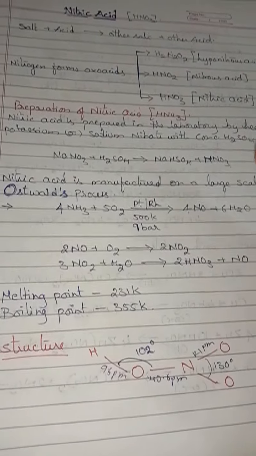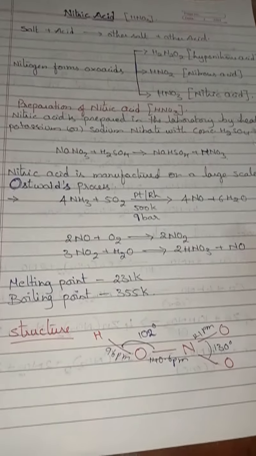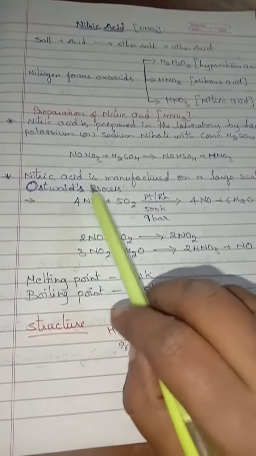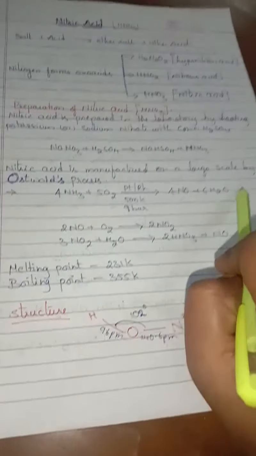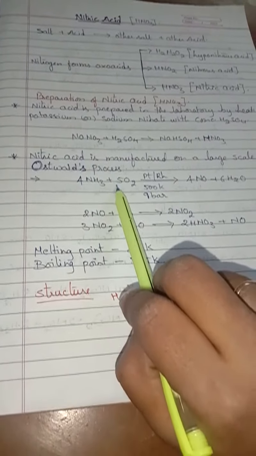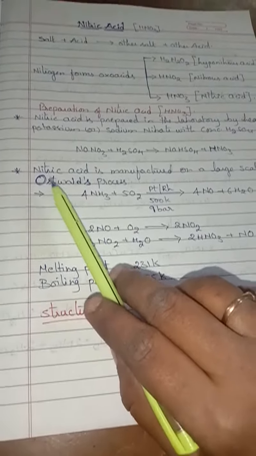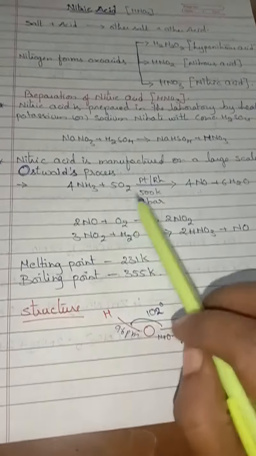So as it is prepared in a laboratory, we are going to get a small amount. If you want to prepare it in a large quantity, nitric acid is manufactured on a large scale by Ostwald's process. Very important. So Ostwald process. How is it prepared?